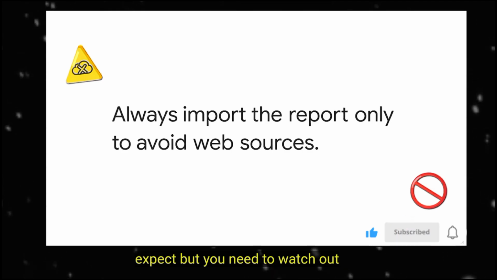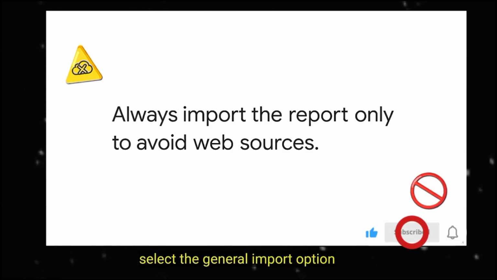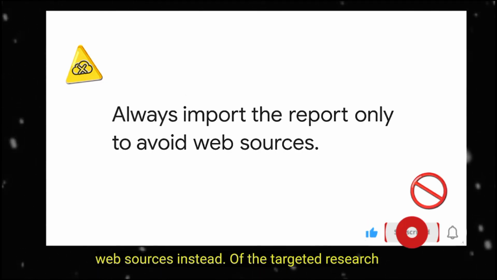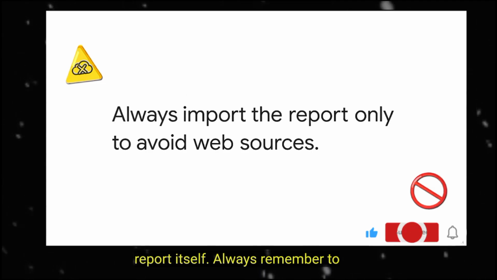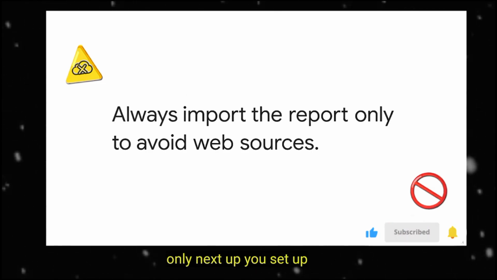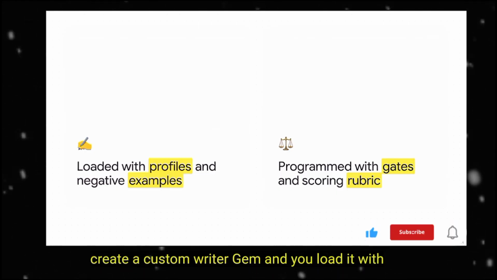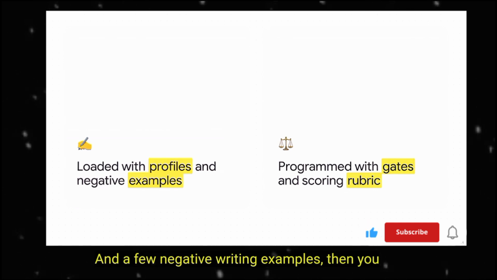But you need to watch out here. This feature can fail if you select the general import option. That will just flood your notebook with random web sources instead of the targeted research report itself. Always remember to import the research report only. Next up, you set up the dual system in Gemini. First, you create a custom writer gem and you load it with your voice profile, your audience profile, and a few negative writing examples.